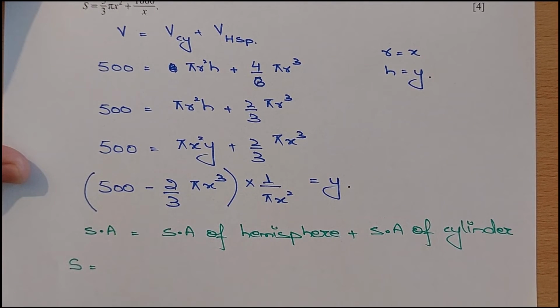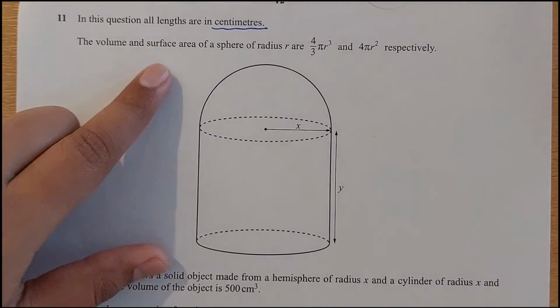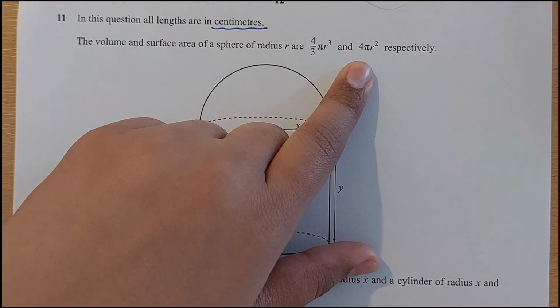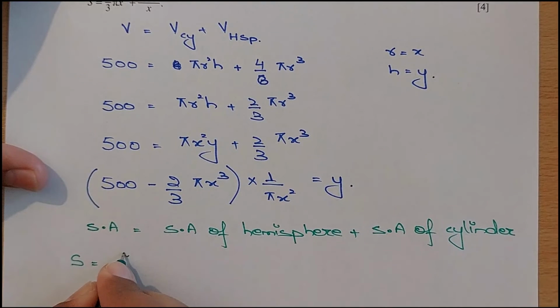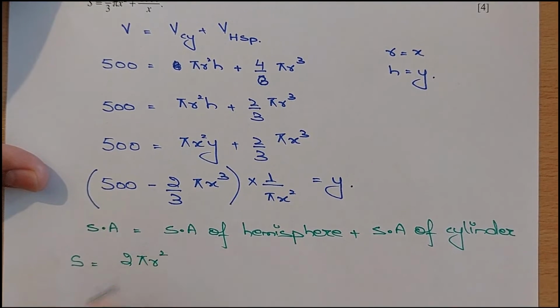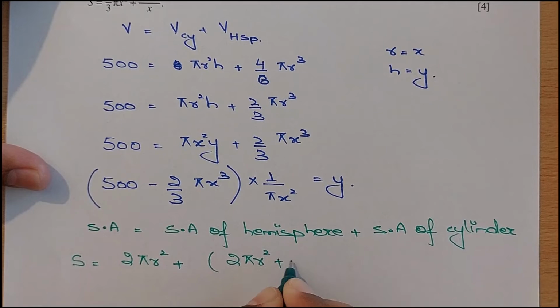The surface area of the hemisphere we have given at the top. The surface area of a sphere is 4 pi r square, and for a hemisphere, dividing by 2, so that is 2 pi r square. And the surface area of a cylinder has a formula 2 pi r square plus 2 pi r h.